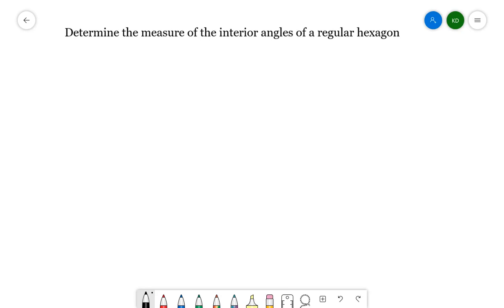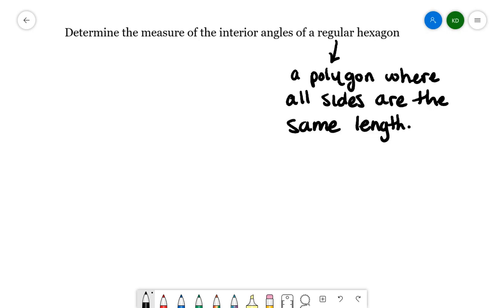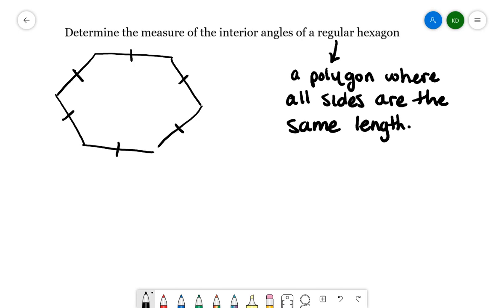Let's try another example. Determine the measure of the interior angles of a regular hexagon. What we need to know is, what does it mean by regular? A regular polygon, in this case a regular hexagon, is a polygon where all of the sides are the same length. So for our hexagon, what it means is that all of the sides are the same length.